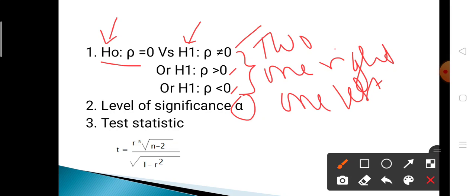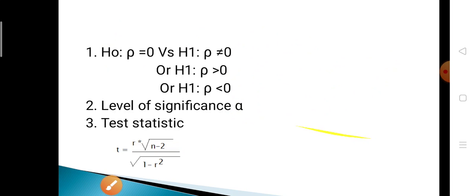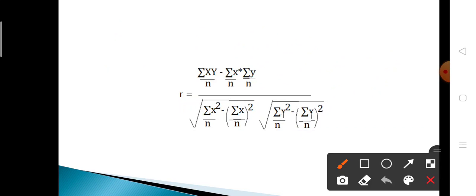T is equal to, what is the formula? r times square root of (n minus 2), divided by square root of (1 minus r squared), where r is the sample correlation coefficient, that is, the Karl Pearson correlation coefficient. And what is the formula for calculating r? Summation xy upon n minus (summation x upon n) into (summation y upon n), the whole divided by square root of [summation x squared upon n minus (summation x upon n) squared] into square root of [summation y squared upon n minus (summation y upon n) squared].